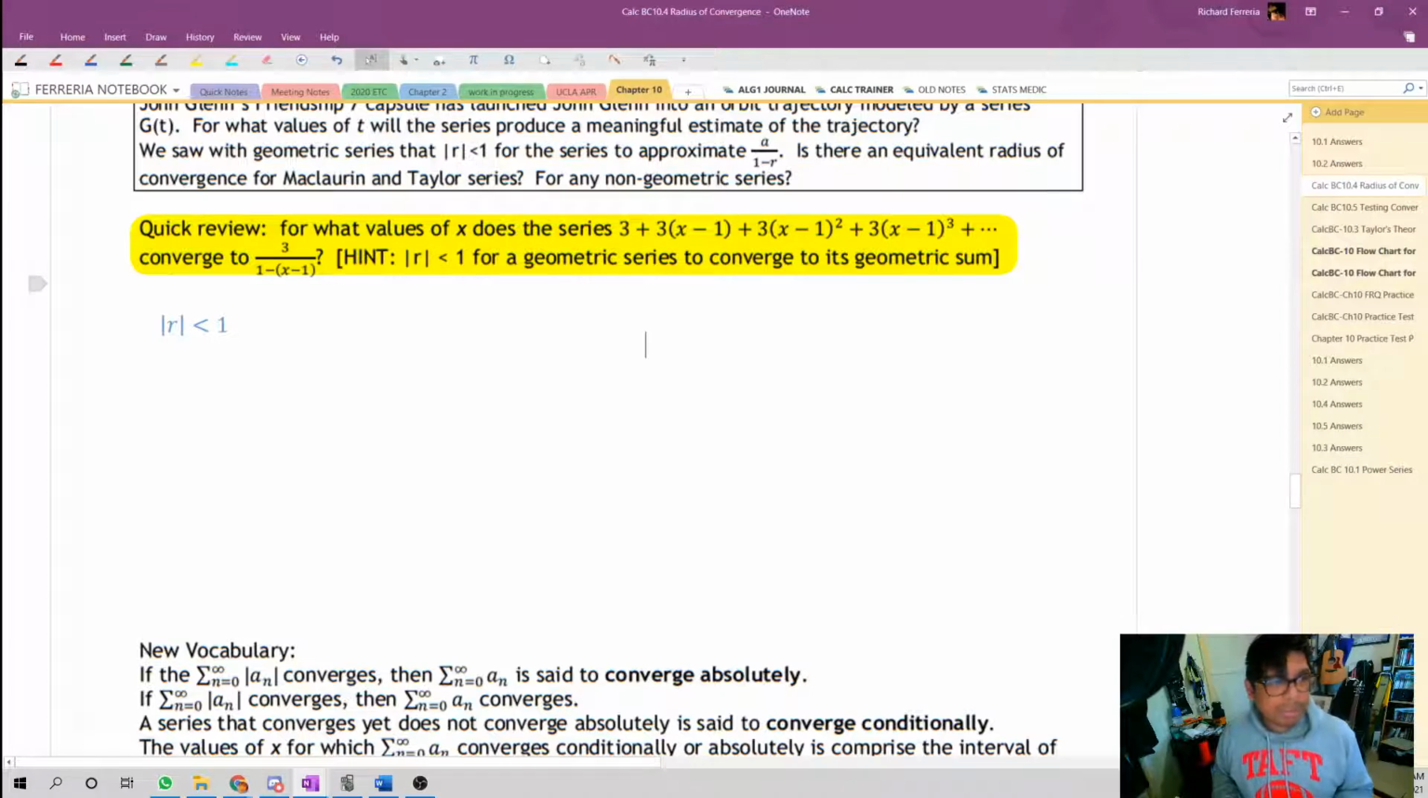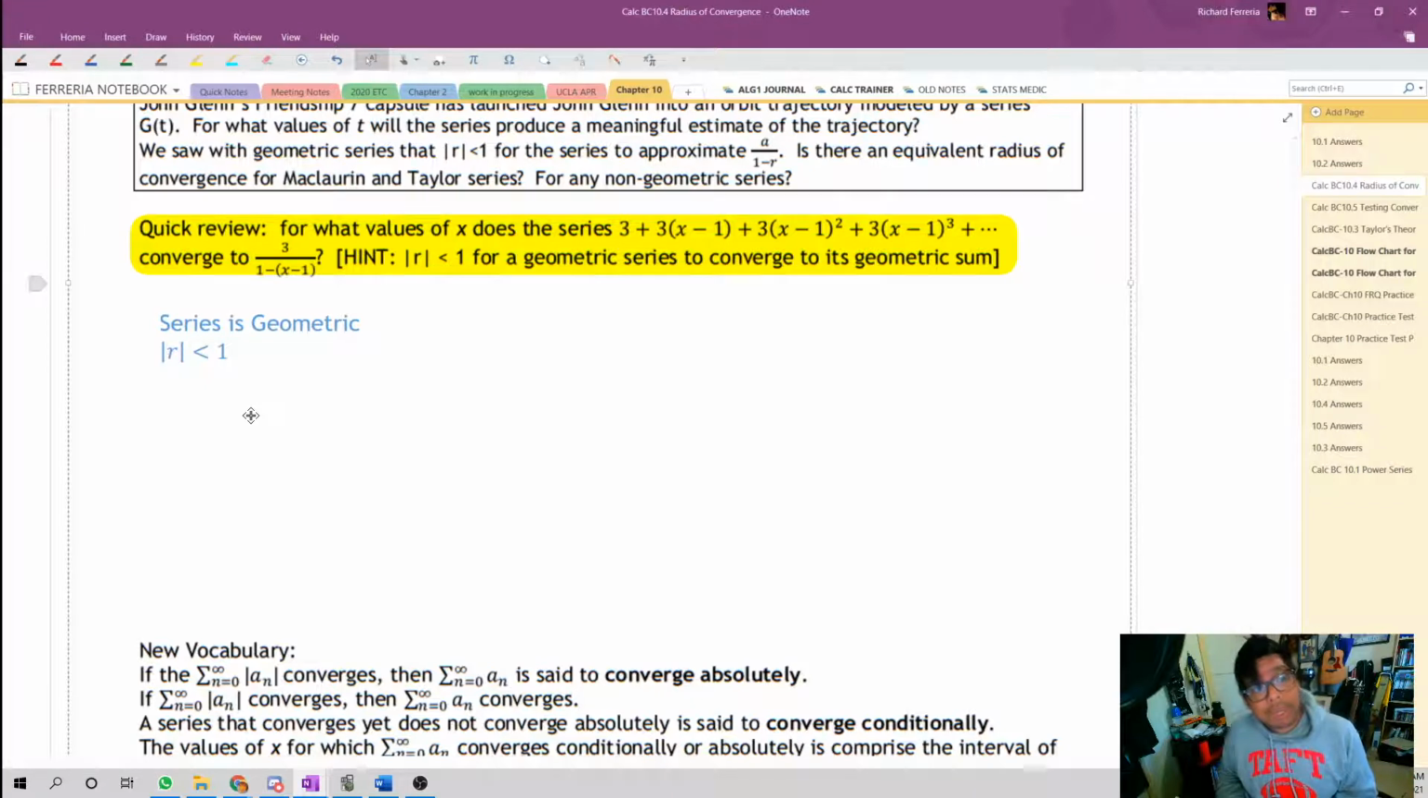So this work proceeds pretty easily. We start by saying that the absolute value of a ratio must be less than 1. Actually, we start off by signaling to the reader that we know the series is geometric. That's a really good first step, so don't forget it. And then we just substitute what we know is the ratio of this geometric series, and that happens to be x minus 1.